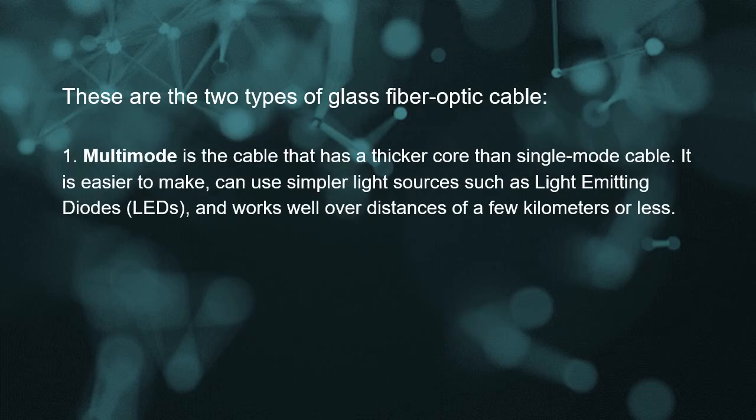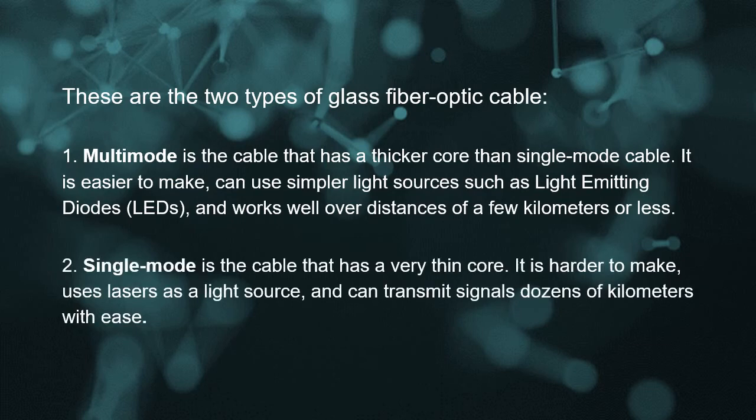These are the two types of glass fiber optic cable, the multi-mode and the single mode. So multi-mode is the cable that has a thicker core than single mode cable. It's easier to make, can use simpler light sources such as LED or light emitting diodes, and works well over distances of a few kilometers or less.